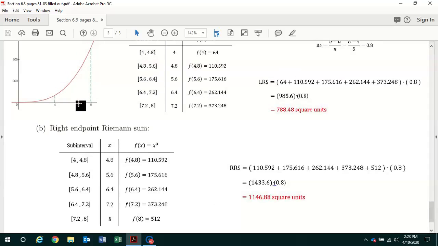So the area up here under the curve and above the x-axis from x equals 4 to 8, using a right endpoint Riemann sum, we get an estimate of that area of 1,146.88 square units versus the 788.48 square units using a left endpoint Riemann sum.